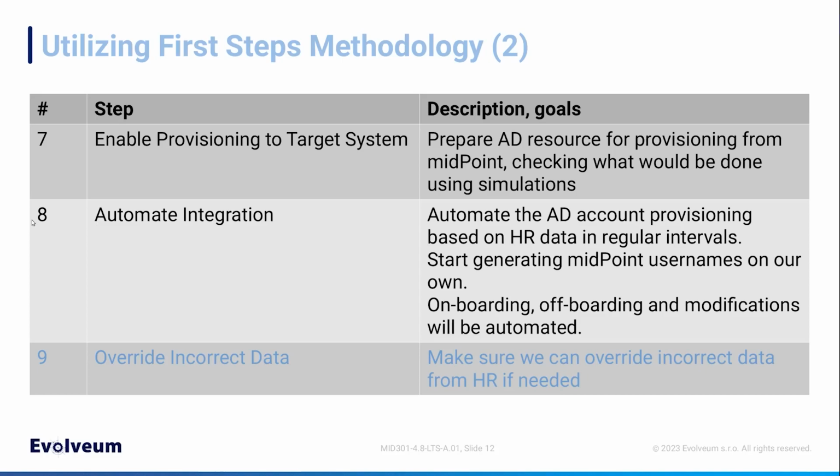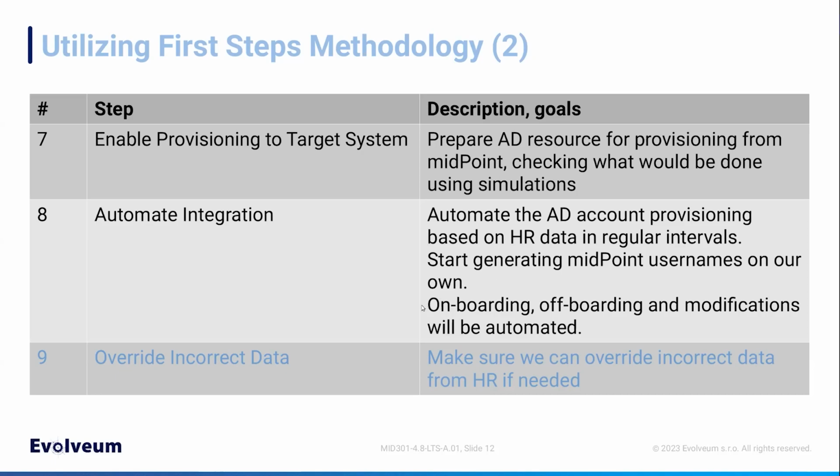And ultimately, we are coming to step 8, automate integration. So we are able to import data from the source system. We will tune up the provisioning to the target system, so we will not destroy anything, and we can turn on the automation between the source of data, midPoint, and Active Directory. Of course, this also means that we need to start generating midPoint usernames on our own, because we will no more import them from Active Directory.